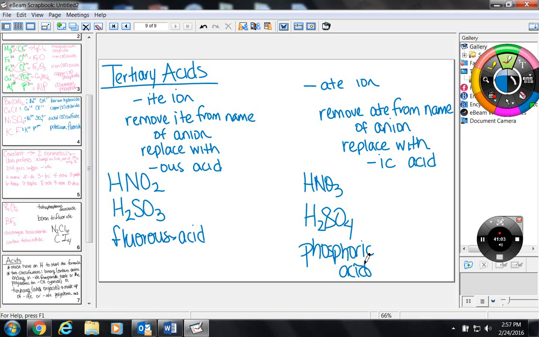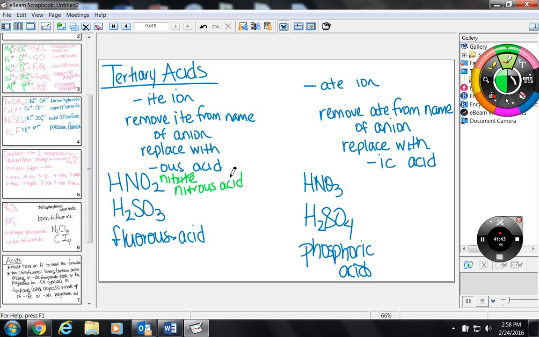All right, here we go. So, HNO2. NO2, if I look at my sheet, is nitrite. I take off the -ite, I add -ous and acid. So this is nitrite, and it becomes nitrous acid. Okay?